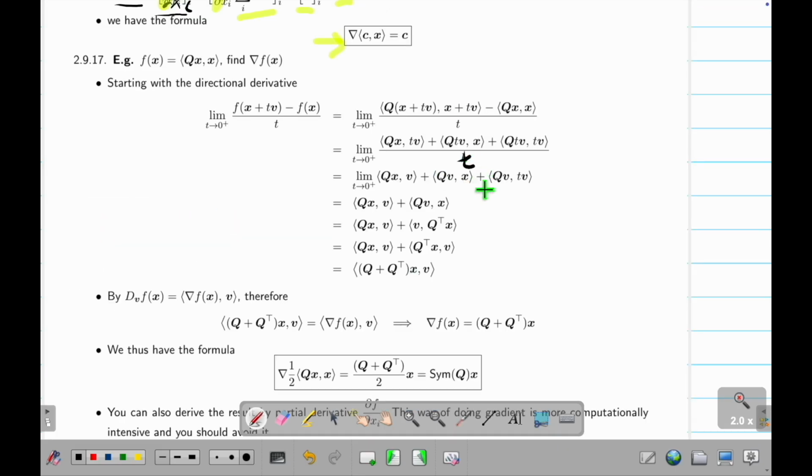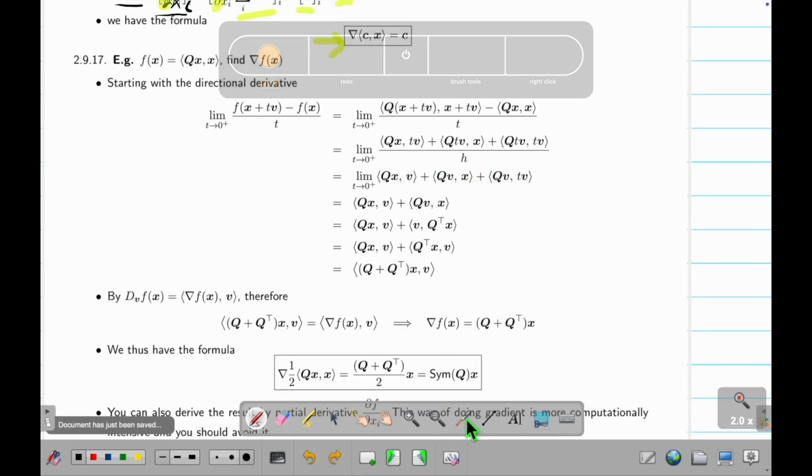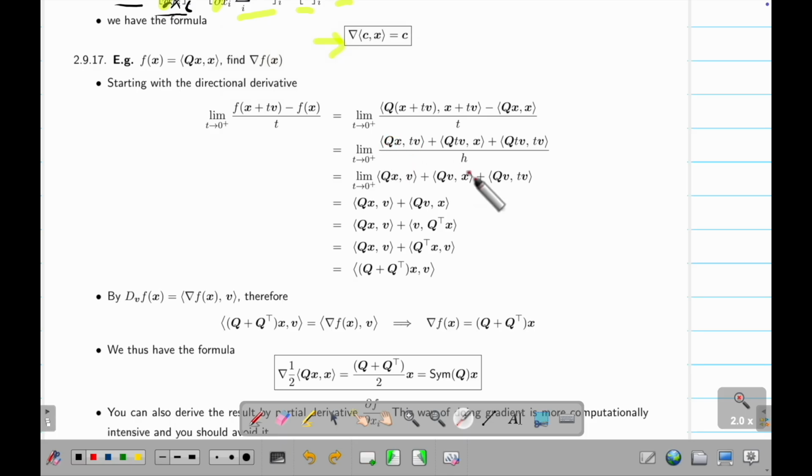I have, this is t anyway. Then what? Now, here's a funny thing. This one has a t, this one has a t, cancel out. This one has a t, this one has a t, cancel out. This one has two t's, doesn't matter. I cancel one of them and I keep the other one. Then when I take the limit, this one goes away. Okay. Then I have these two parts. This one goes away.